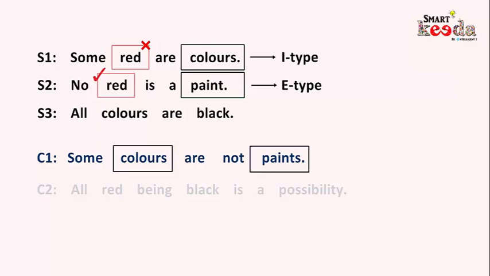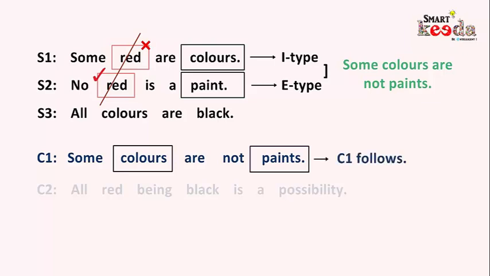But friends, in an exam, as we need to be really fast, we are not required to note everything down on paper. What you need to do here is to check whether the middle term is being distributed once or not, and if it passes the distribution check, just remove the middle term, but make sure you start reading the conclusion from the statement which starts with the quantifier some, which means your conclusion here would be some colors are not paints and not the other way around, and hence it is clear that C1 follows here.